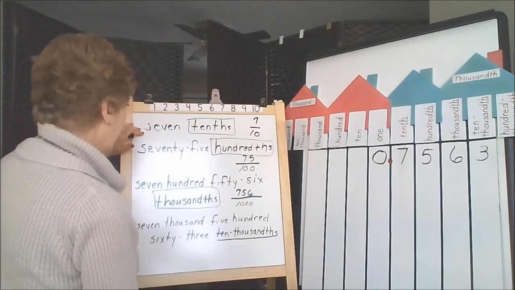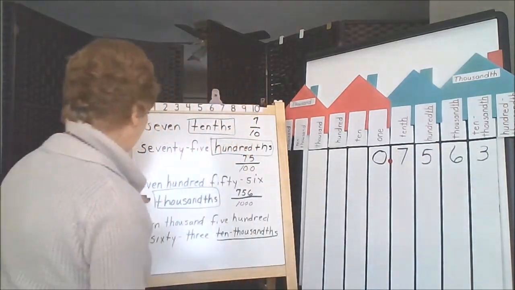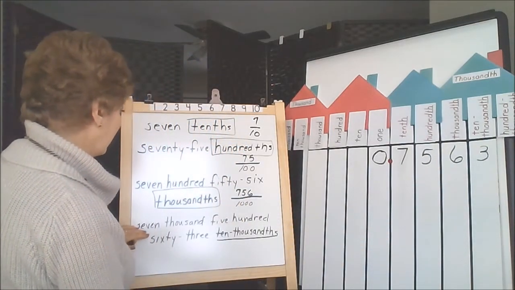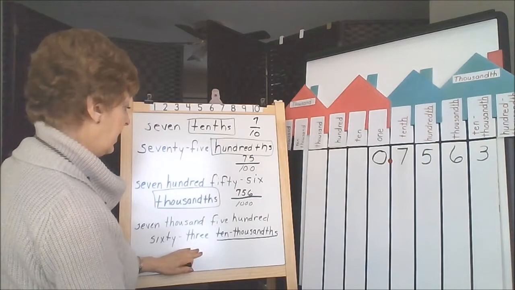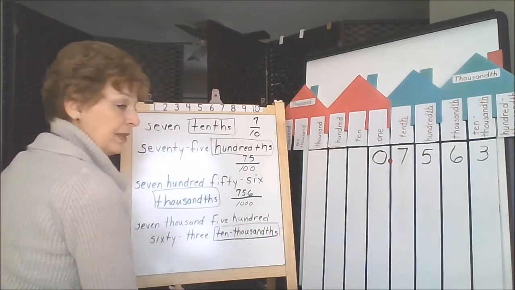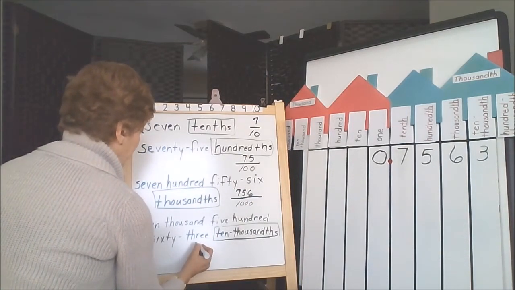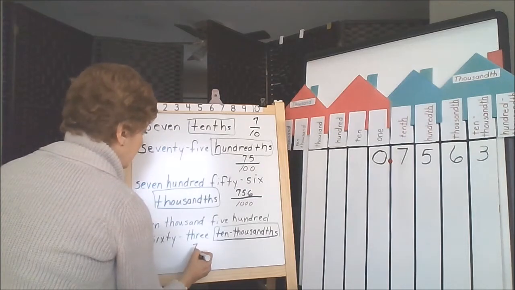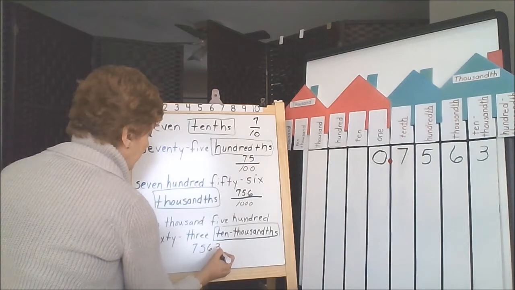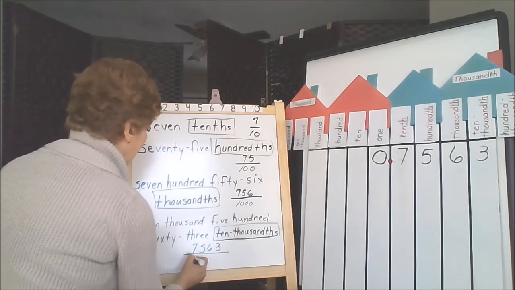So we have our number, 7. We have 75. Here we have 756. And the last one we did, 7,563. And then the column's name, ten-thousandths. In numerals, we could write 7,563 is our numerator of the fraction, and the denominator is the ten-thousandths.